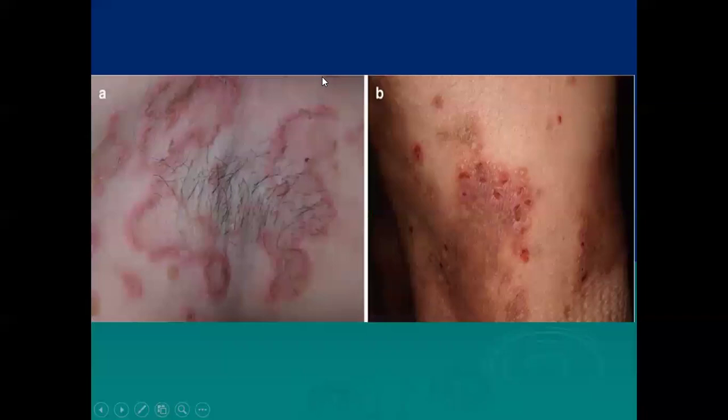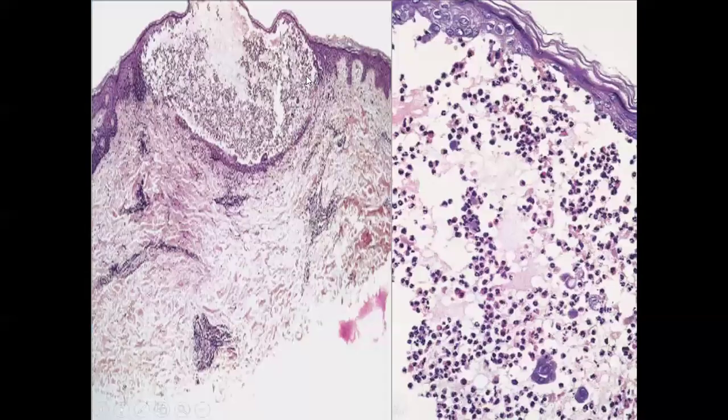So here you can see annular lesions, and these annular lesions comprise small vesicles, and while taking the biopsy of these vesicles, we again find subcorneal pustules comprising of neutrophils along with acantholytic cells. So this picture is very similar to subcorneal pustular dermatosis, but since there are acantholytic cells, we would label it as IgA pemphigus.